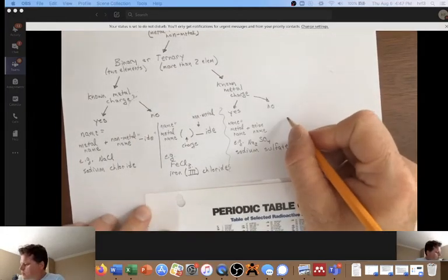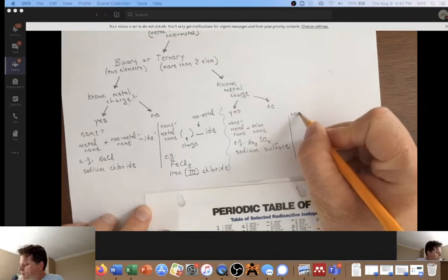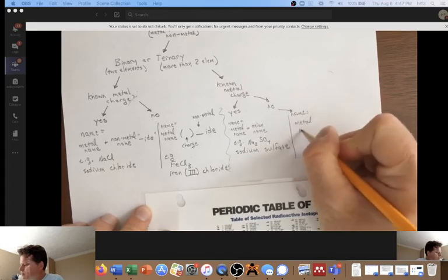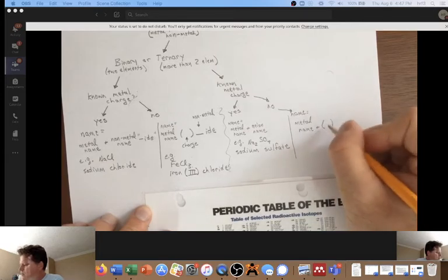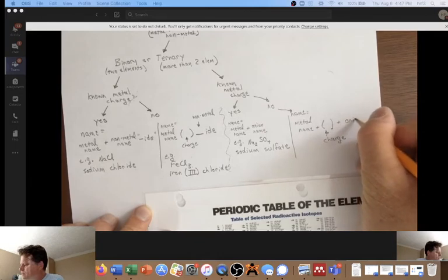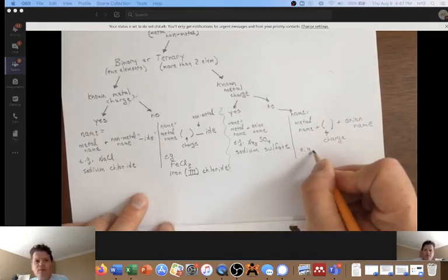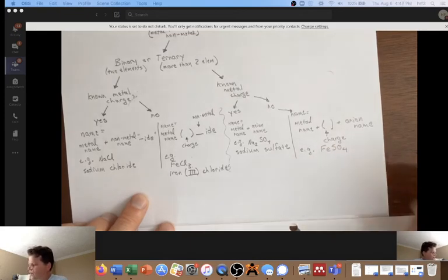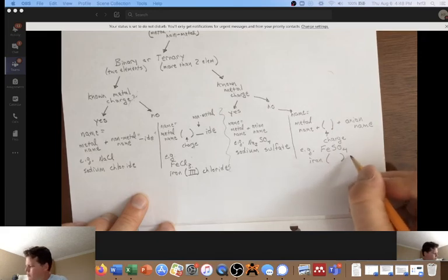Okay, and then as you might expect, if we don't know the metal charge, then the name would be the metal name, and then plus the charge in Roman numerals, and then plus the anion name. So for example, if I had FeSO4, then Fe is iron. Need to put the charge in there, sulfate.